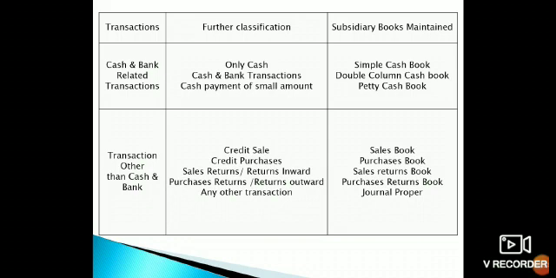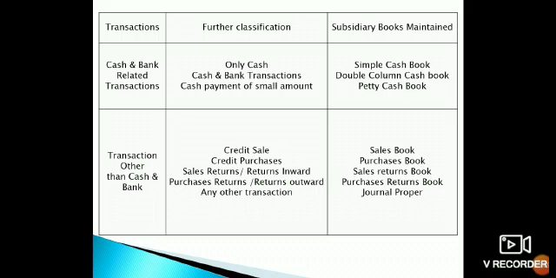Cash and bank related transactions are entered in three books, namely simple cash book, double column cash book and petty cash book. In these books, only the transactions related to cash and bank are entered. That too, in simple cash book, only cash transactions are entered. In double column cash book, both cash and bank transactions are entered. In petty cash book, cash payment of small amount are entered.